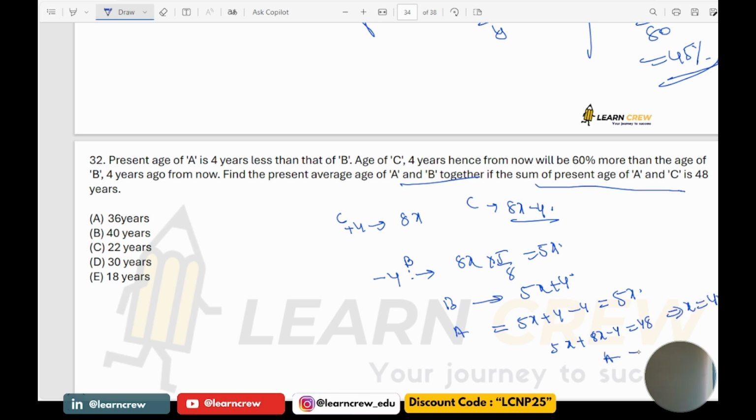Then A's present age is 20, B's present age is 24. Thereby find the present average of A and B together, which is 20 plus 24 by 2, which is 22. So the answer is 22 years.